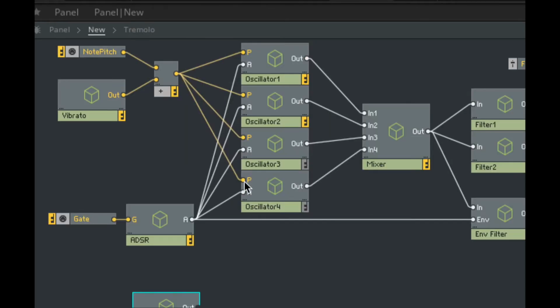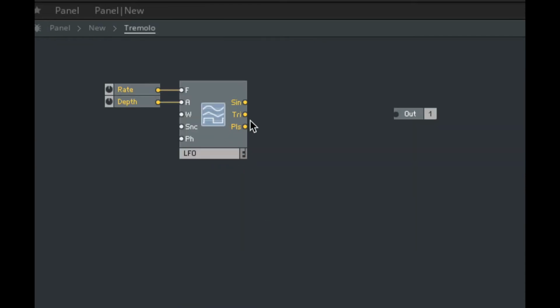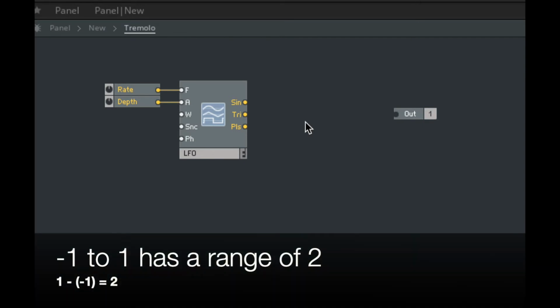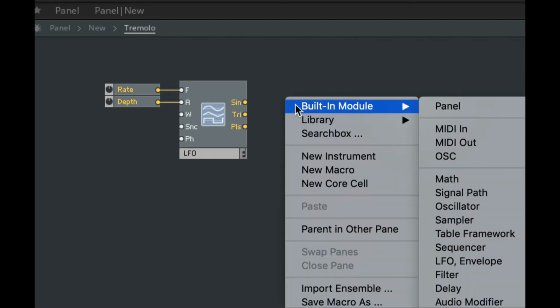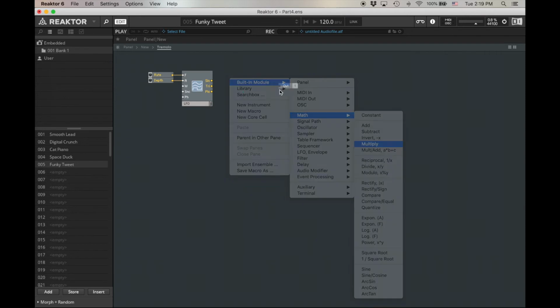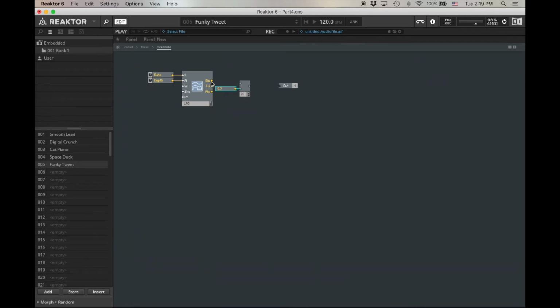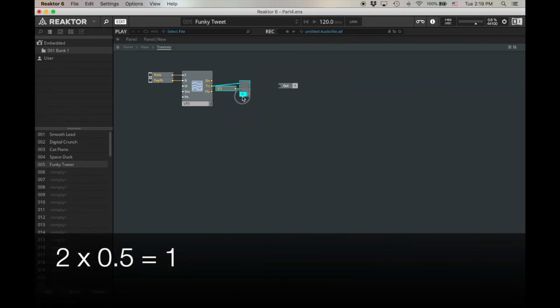Now, we know that our oscillators, for their amplitudes, want 0 to 1, not negative 1 to 1. So I need to think about the math I need to do to change negative 1 to 1 into 0 to 1. I won't do this out by hand, but here's my thinking. 0 to 1 has a range of 1. Negative 1 to 1 has a range of 2. So the first thing I need to do is some multiplication. To multiply something that has a range of 2 to get a range of 1, I need to multiply it, create constant, by 0.5. So if I multiply a range of 2 by 0.5, I get a range of 1.